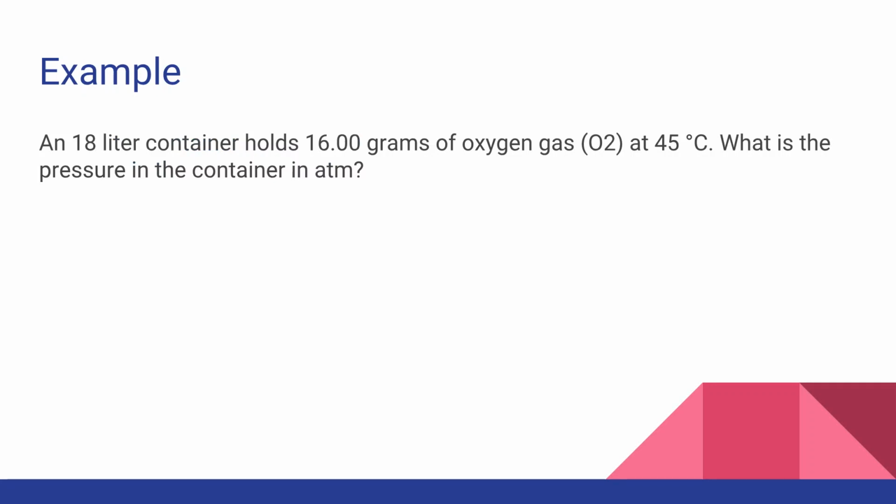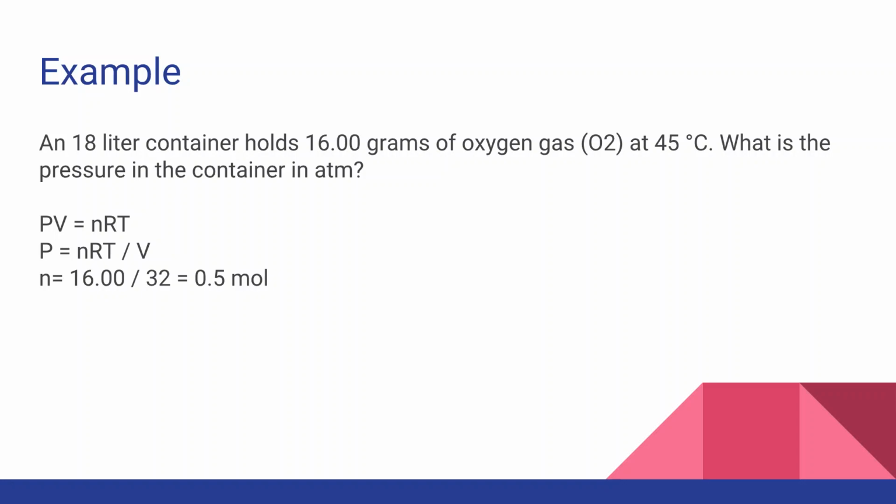For example, an 18-liter container holds 16 grams of oxygen gas at 45 degrees Celsius. What is the pressure in the container in atmospheres? So you'd use the ideal gas law, PV equals nRT. So you can rearrange the ideal gas law to fit whatever you're solving for. So since we're solving for pressure in the container, we're going to rearrange the equation algebraically to have P equal nRT divided by V.